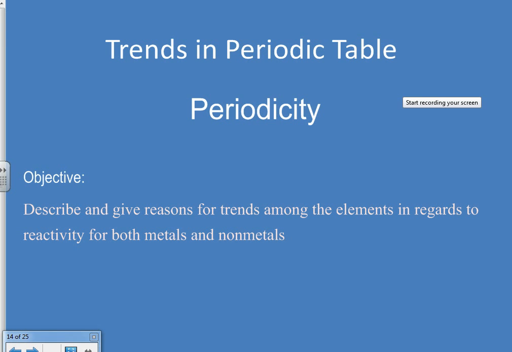This video lecture is meant to explore the trends in the periodic table, which is a continued lecture from the lecture on the trends in atomic radius. This particular trend that we're going to study today has to do with reactivity of metals and reactivity of nonmetals. So this corresponds to the objective you see here. Describe and give reasons for trends among the elements in regards to reactivity for both metals and nonmetals.